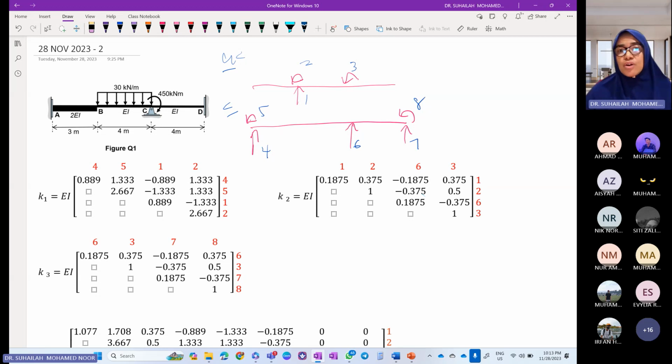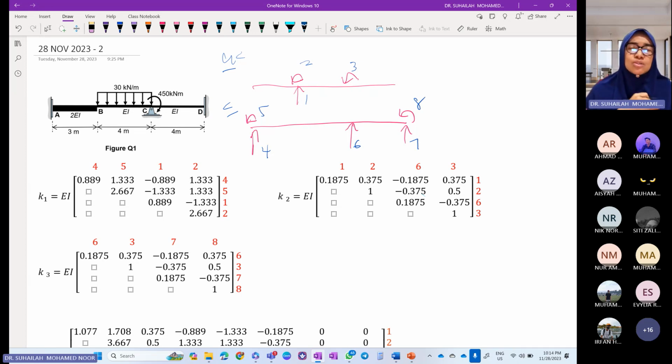Okay, so there are 4 nodes. There are 3 elements, K1, K2, and K3. So it is a beam. We know that a beam has 2 degrees of freedom per node, in the Y and Z direction. We don't have to count X because in a beam, the X value is always 0.